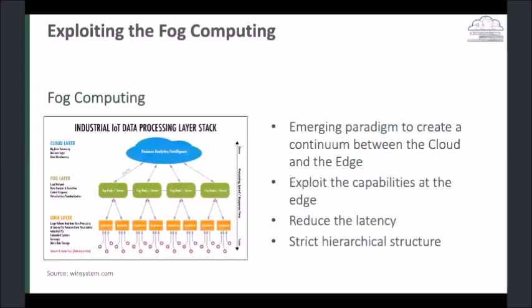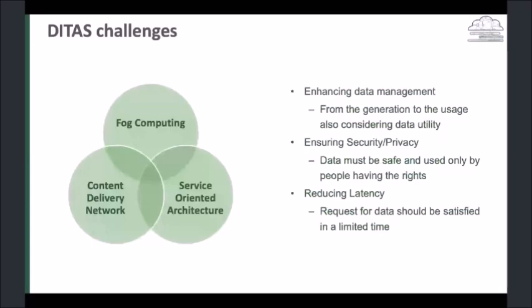In this way, we can mediate between the scalability that the cloud offers and the reduced latency that computing the data closer to the edge can offer. So the idea in DITAS is to exploit, along with content delivery network principles and service-oriented architecture design principles, these principles in order to create data-intensive applications in which we are able to enhance the data management, considering not only the quality of service, but also the data quality.